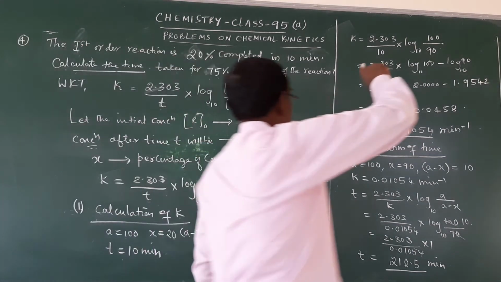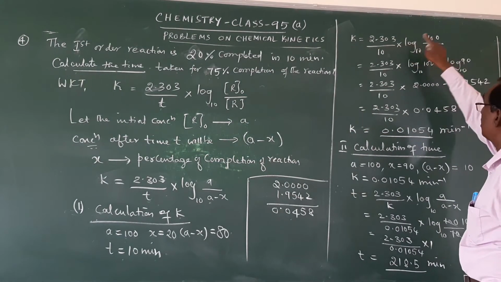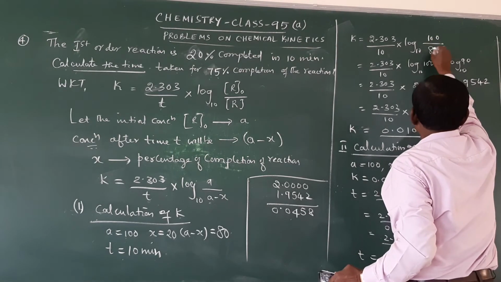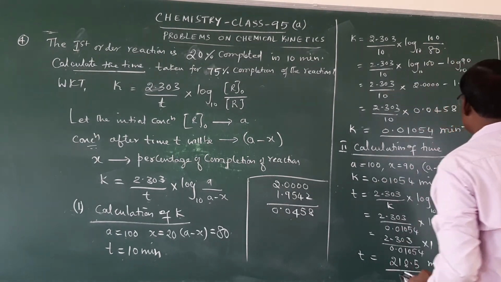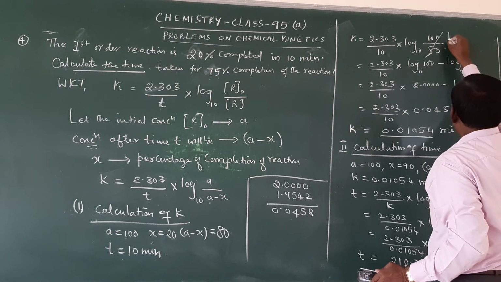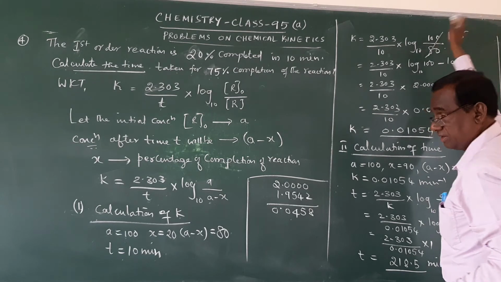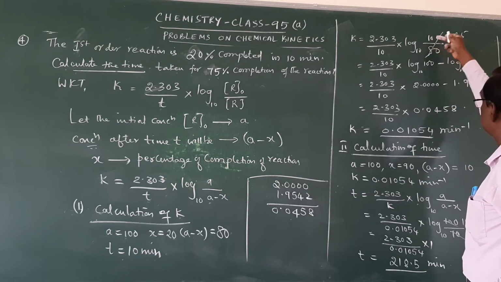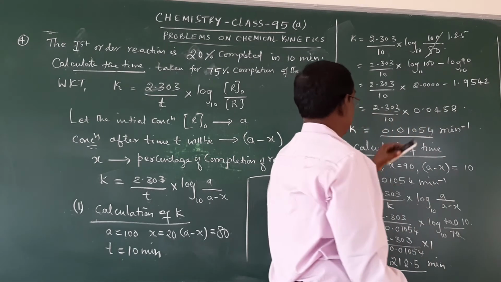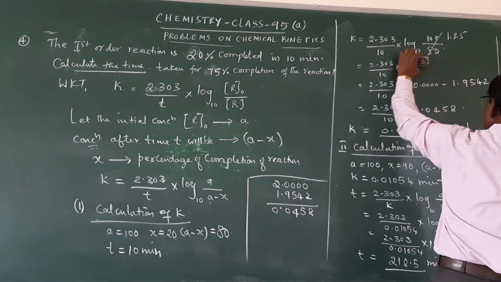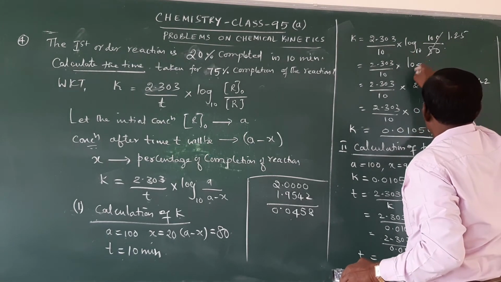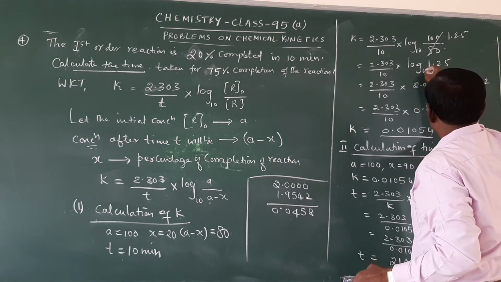Now you see, therefore, k is 2.303 divided by 10 into log 100 divided by 80. 100 divided by 80 means it is 1.25. That is log 1.25 we will be getting. That is directly written, right? That is 2.303 divided by 10 into log 1.25 to base 10.